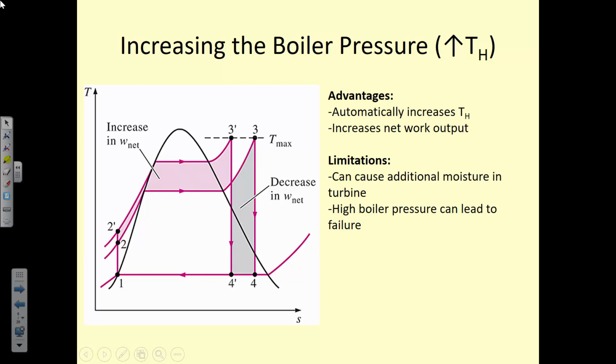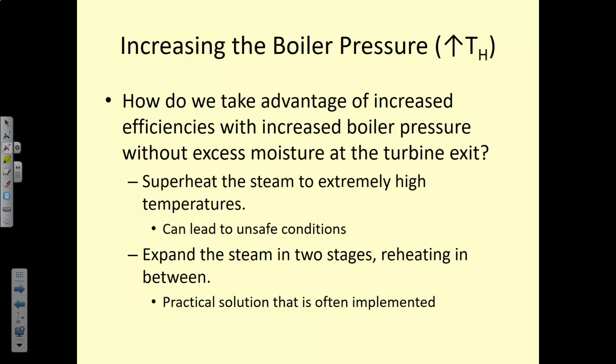And additionally, as we increase the boiler pressure, it moves us further to the left on this line here. This one moves further to the left, which means that as we run through the turbine and then reach the condenser, we reach the saturated vapor line much sooner, which the ultimate consequence of that is that we have more moisture in our turbine, which is an unintended result. So we want to take advantage of the increased efficiency with an increased boiler pressure without having excess moisture at the turbine exit. So there's two different things that we can do.